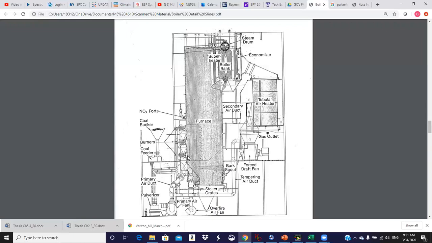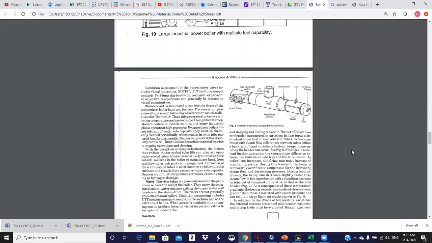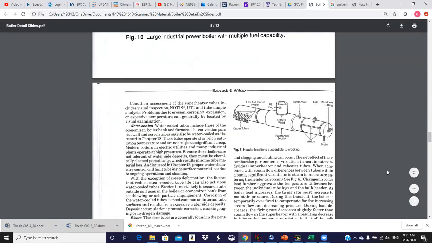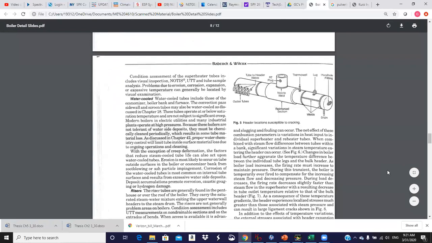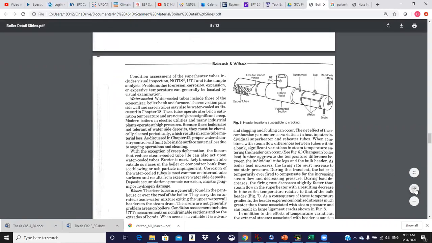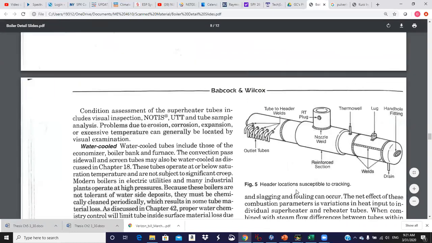But you've got your coal burners over here. And so anyway, kind of interesting. This slide is here just to look at headers, and let me make this bigger. It is a little bit interesting.